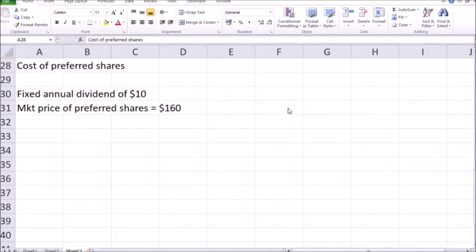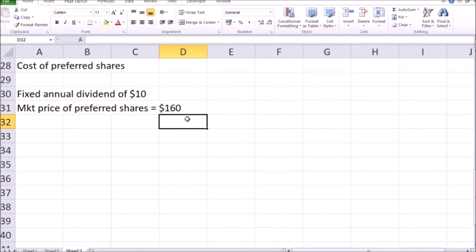Next, let's move on to the next source of capital, preferred shares. The company can issue and sell newly issued preferred shares, hence raising capital as well. Preferred shares generally pay a fixed dividend. Let's say a share pays $10 in fixed annual dividends. And if the share is traded on the market for the price of, let's say, $160, then presumably the newly issued shares can also be sold on the market for this price.